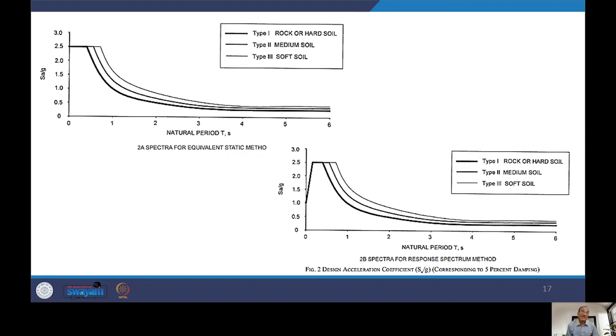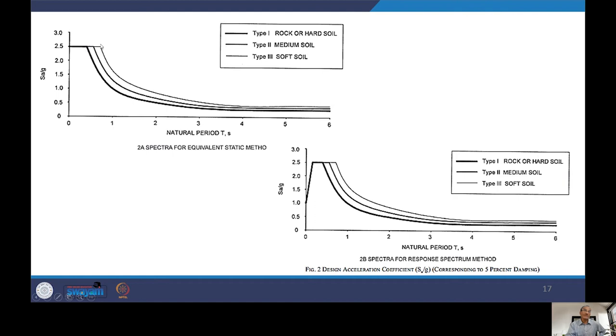There are 2 methods suggested by IS 1893 for response spectrum. One is called the spectrum for the equivalent static method, which is shown here, and another is the design acceleration coefficient Sa by g, which corresponds to 5% damping. So both have the same damping in the system. Both are plotted against natural period and both determine the value of Sa by g. Now, what is the difference between these two? There are 3 curves in this response spectrum, and these 3 curves are for different types of soils. The lowest one is for type 1, that is rock or hard soil.